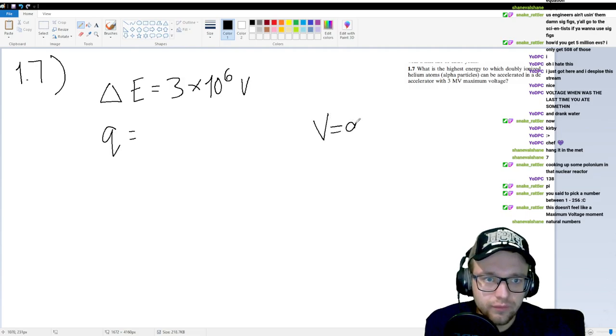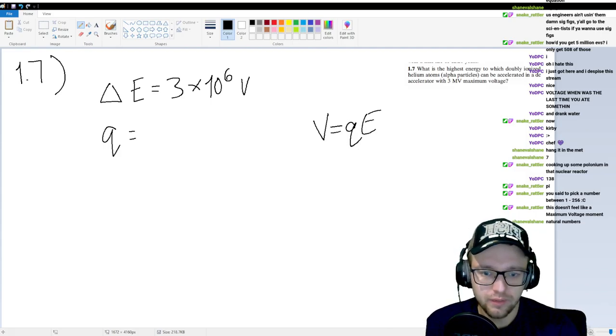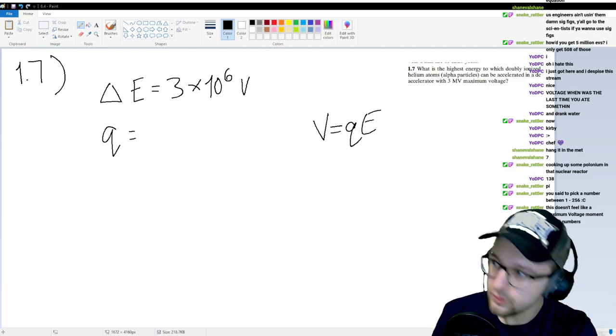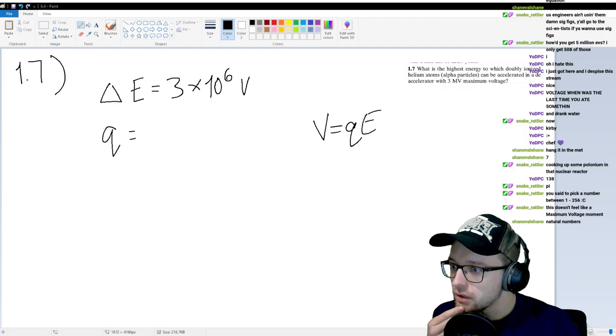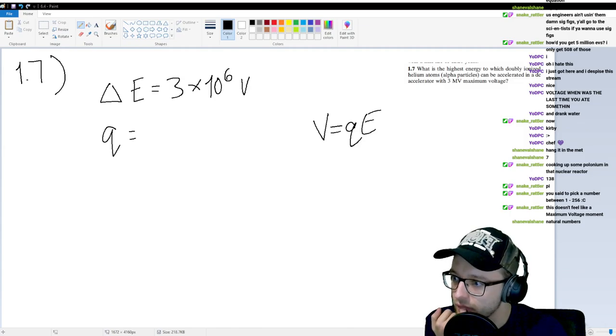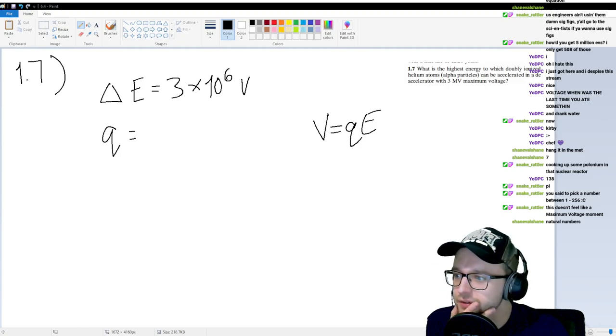Is it not just V equals QE? I think that's what it is. Let me just Google that equation to make sure I'm not crazy. V equals QE. Yeah, no, that's the force. That's the equation of the force for an electric field. What is my function? Does that make sense?